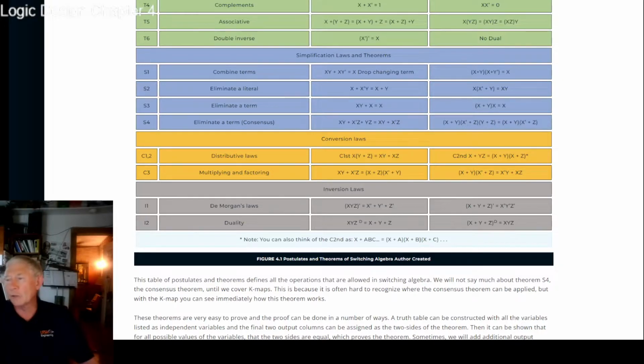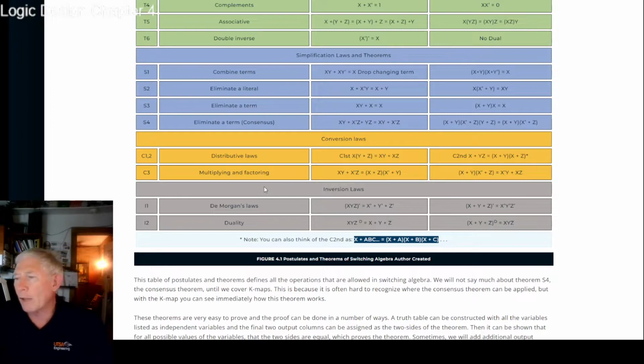The second distributive law, which we call C2, is just x plus yz equals x plus y quantity times x plus z quantity. Now notice this is not legal in regular algebra, but it is absolutely legal in switching algebra. And we even have a little corollary down here, which is x plus abc is just x plus a quantity times x plus b quantity times x plus c quantity. Keep this in mind. This may very well show up on a test. It's the same idea. You could use the first distributive law and just apply it a couple of times, or three times, I guess, and you'd get the same thing.